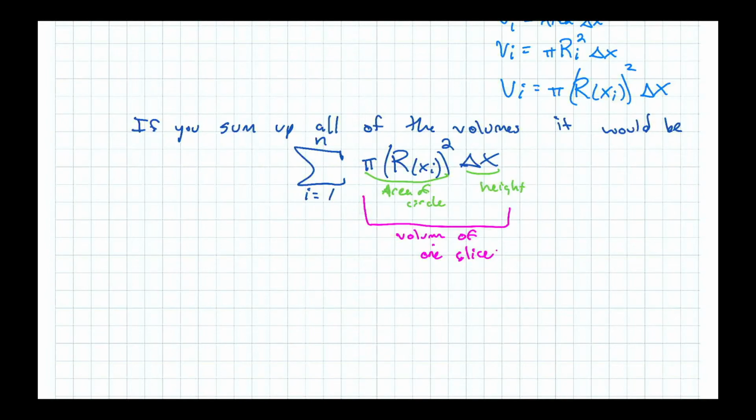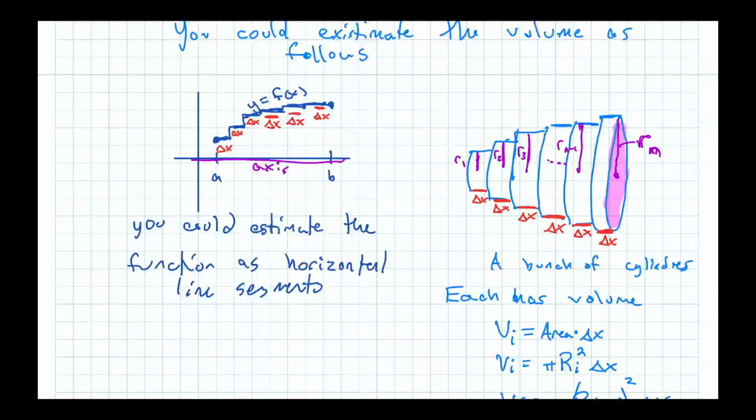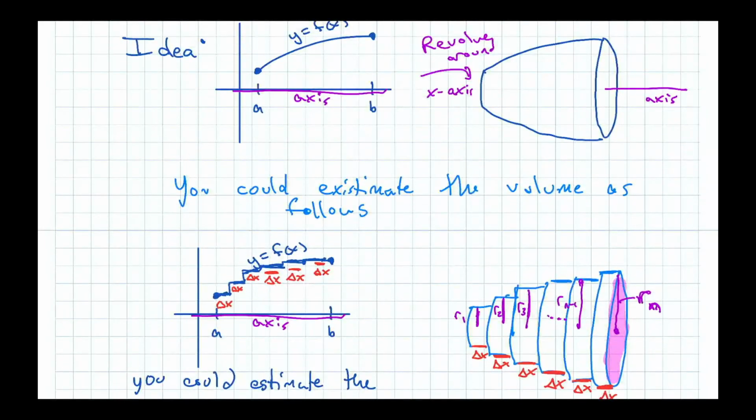Now, the part that I'm going to hand wave here is that you would say, well, that's not going to be exactly the same as what we wanted, right? This volume is not the same as this volume, because this one's got flat edges and this one has a round edge. So they're not the same. What would you do to improve your approximation here? You would use smaller and smaller line segments. You would make delta x smaller and smaller.